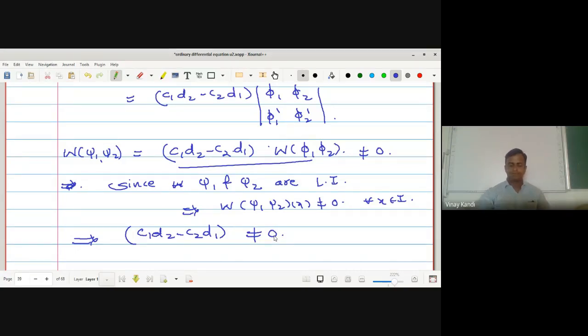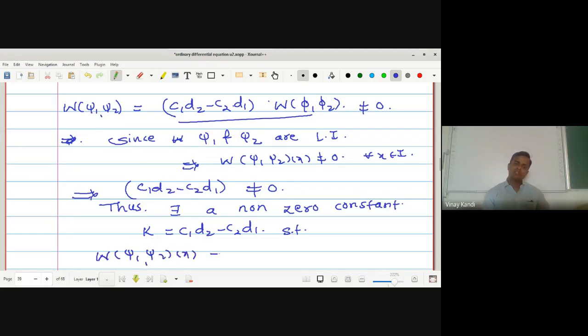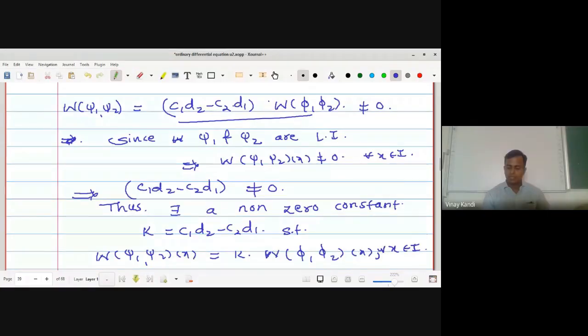Okay, thus there exists a non-zero constant k which is equal to C1 D2 minus C2 D1 such that the rho skin of psi 1 psi 2 at point x is equal to k into rho skin of phi 1 phi 2. Any doubt? Any doubts? No sir.